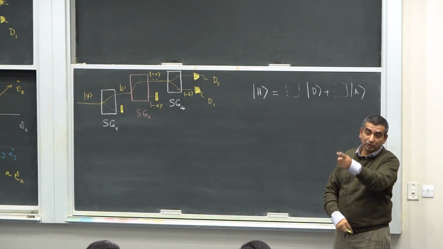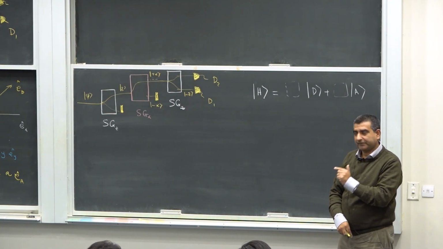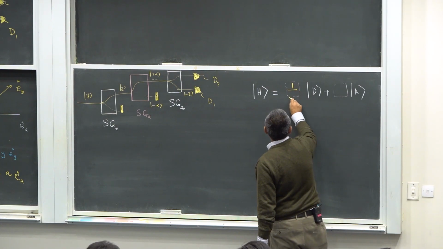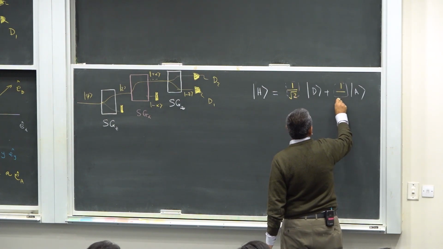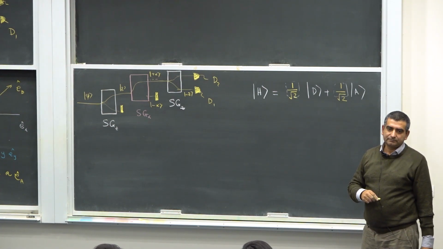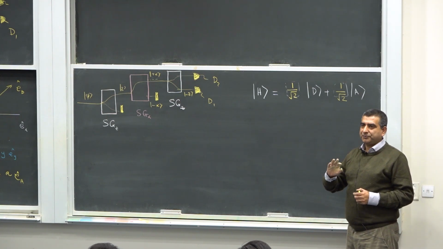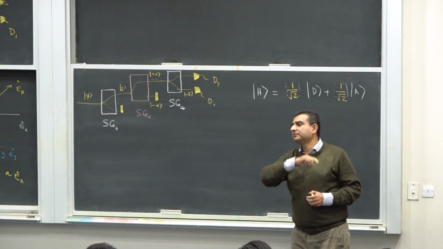Half for each? Yes. You can verify this. So any quantum state can be represented in any basis that we choose. Yes, please, there was a question.